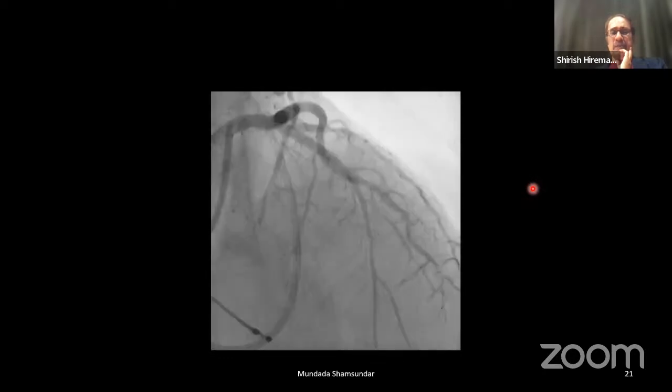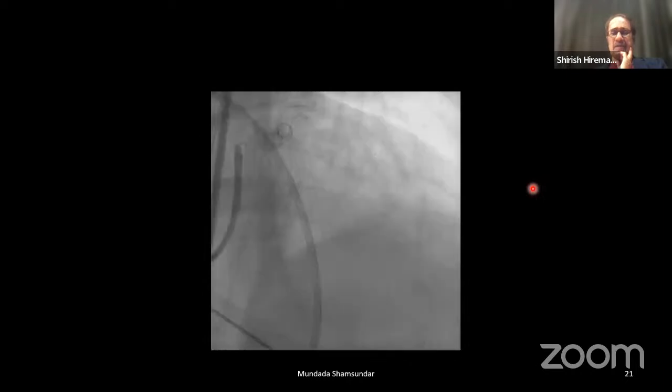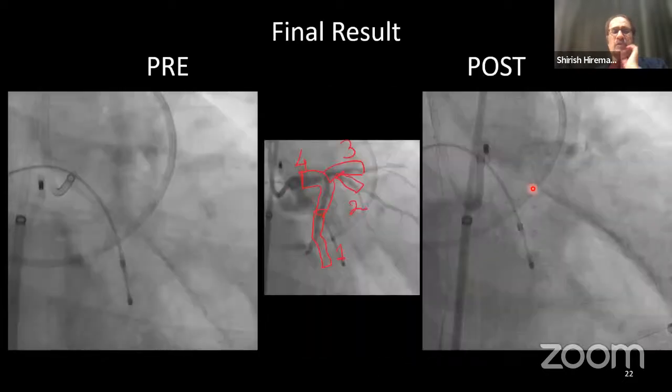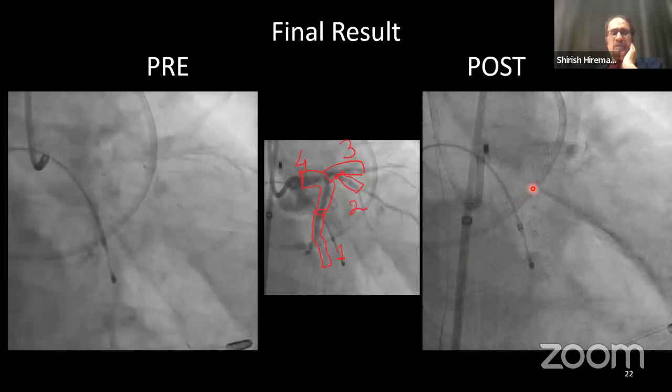The PA pressures improved immediately. Mitral regurg regressed from 3 to 1. And over a year, the patient is doing very well. So this is how we started.